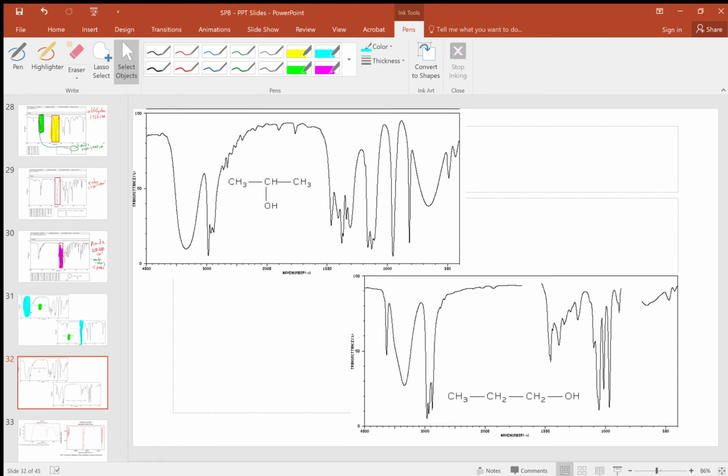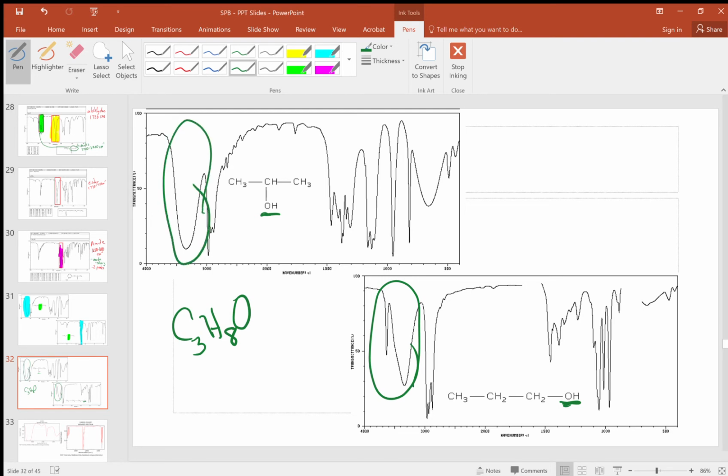But we can also see that IR is not great for telling us anything about connectivity. So these two molecules are isomers of each other. They are both C3H8O. They're both alcohols. The only thing that's changed is whether the alcohol is on the first carbon or on the second carbon. And in terms of the functional group, they're both strong, broad peaks for the alcohol.